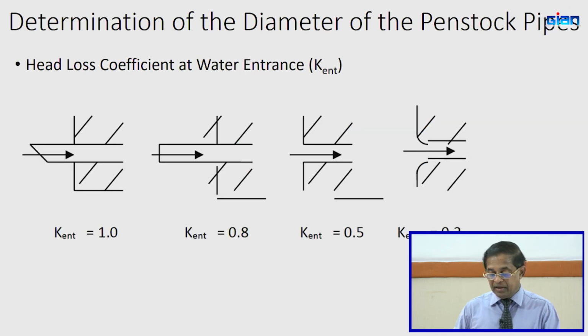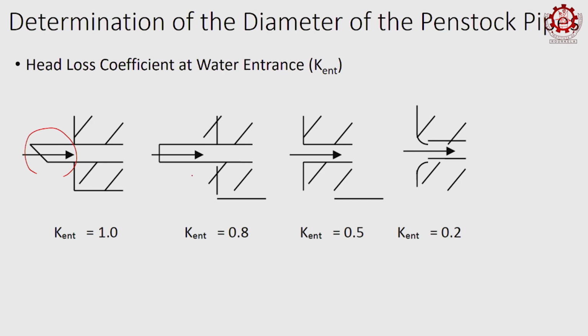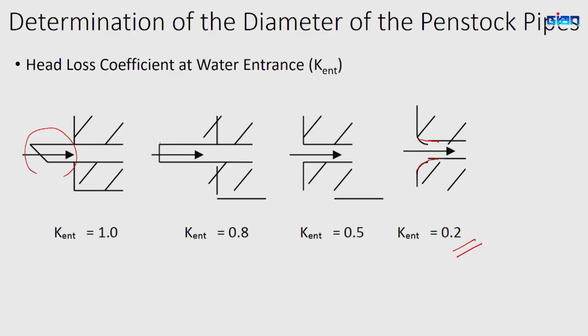Then at the entry of the water at the forebay tank. If you have your pipe like this, a very high coefficient, 1. If it is flat, 0.8; if it is rectangular like this, 0.5; if you can make it smooth, like this, then it is 0.2. So, it is important how water enters your penstock, otherwise turbulences will occur. Turbulences are energy losses.